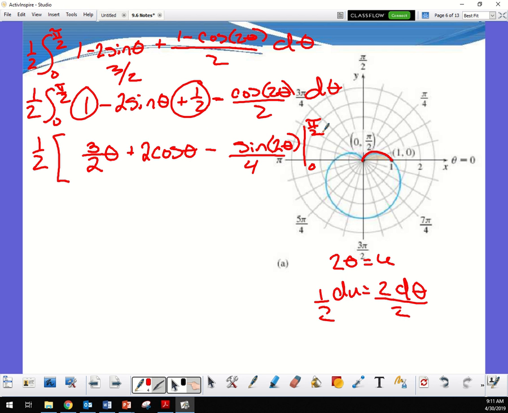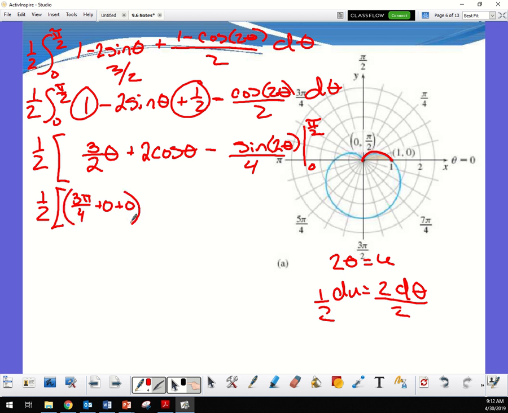All right, let's go ahead and start plugging stuff in. So this is going to give me 3 pi over 4. So 1/2 bracket 3 pi over 4. And so cosine at pi over 2 is 0. So that's plus 0, right? And so this is going to be 2 times pi over 2, which is just pi. So pi. Sine at pi is 0.